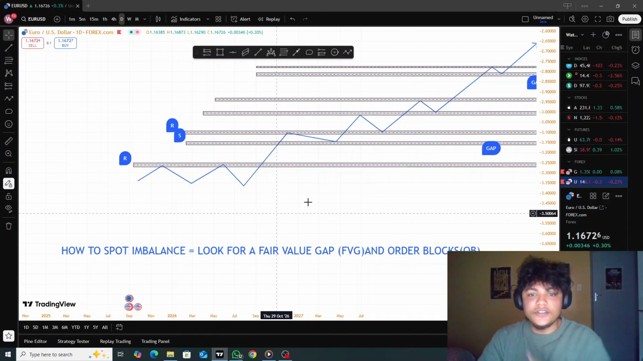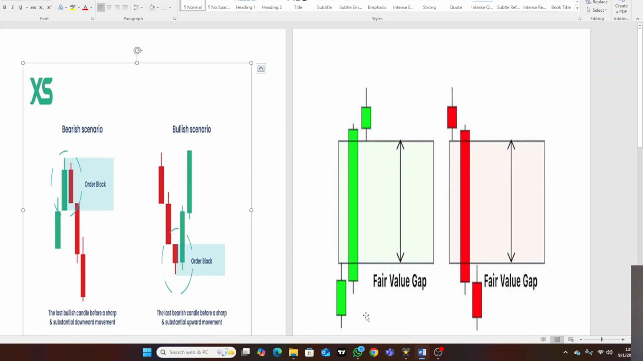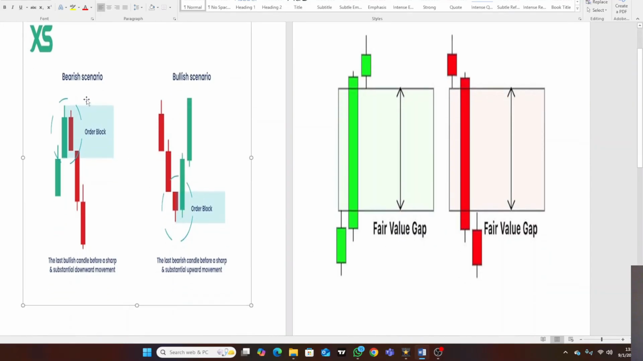I don't have any pictures now for you, but guys, I found some drawings for you. An order block, if you look at this picture on the left side, is the opposite candle with a big push to the downside. Same here, opposite candle with a big push to the upside. This qualifies as an order block. It's the last bullish candle before a sharp and substantial downward movement, or the last bearish candle before a sharp and substantial upward movement.